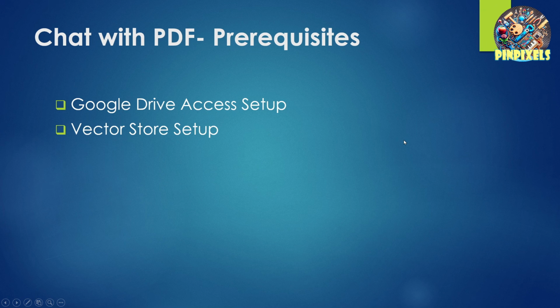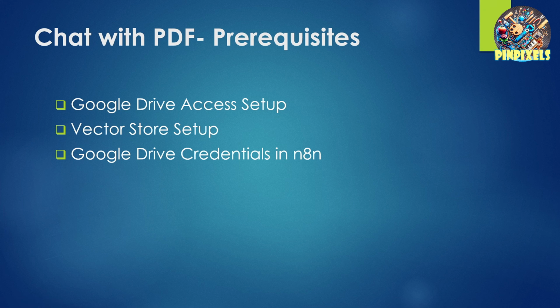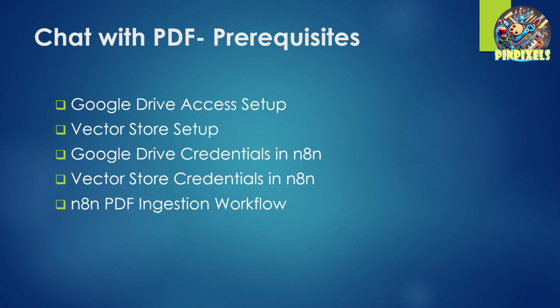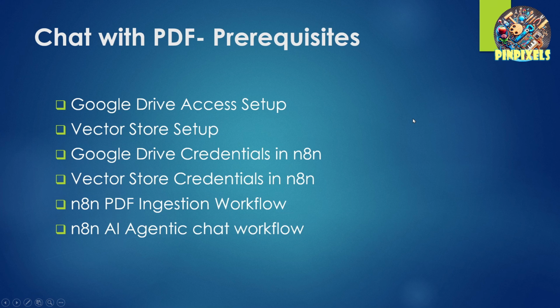Once we have the above, we are going to create our first credential for Google Drive in N8N and another one for Pinecone vector store. We will then create a new N8N workflow to ingest the document, and finally we will create an AI agent based N8N workflow to chat with the ingested document. Don't worry, I'll go over each of these steps one by one.